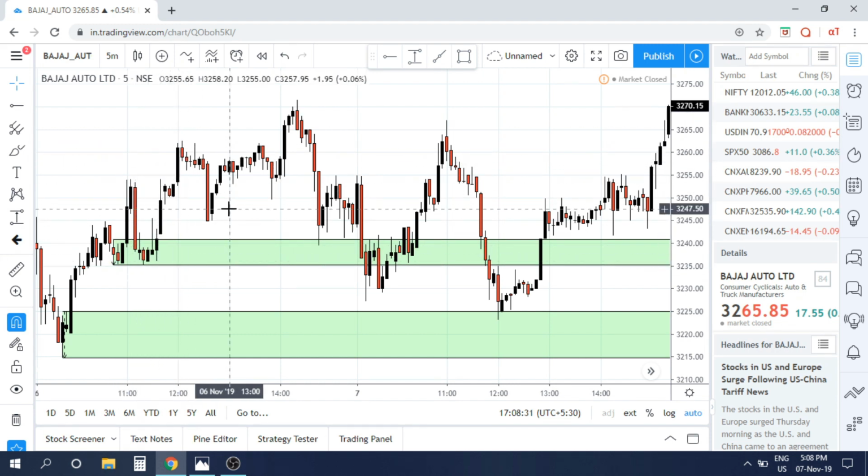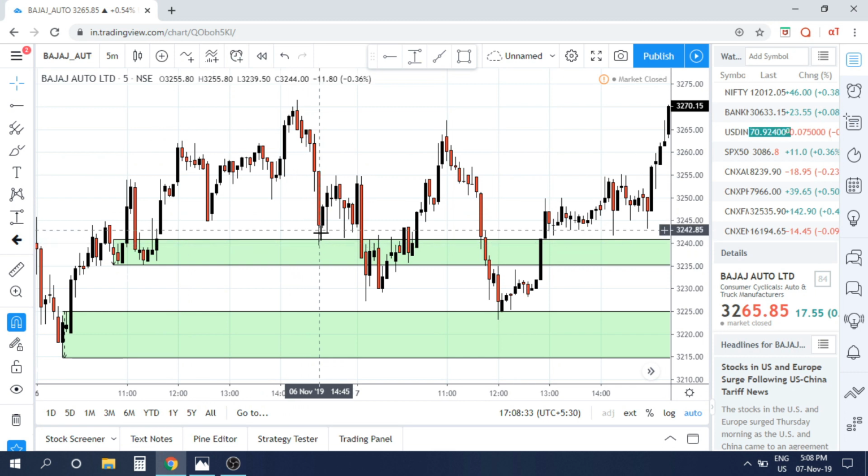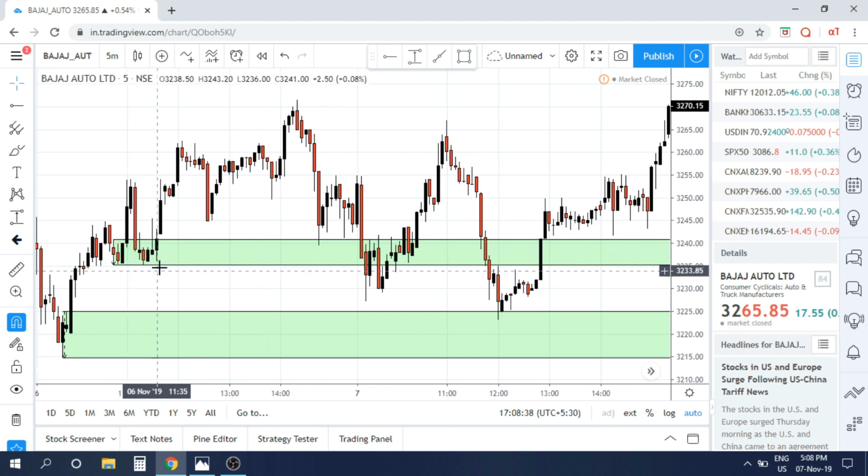It reverted from there. For the second time as well, when price entered the same zone, this was the first time back, the FTB. This is the second time back, the 2TB. Price again rallied, and then finally, in the third time back, price broke this zone.